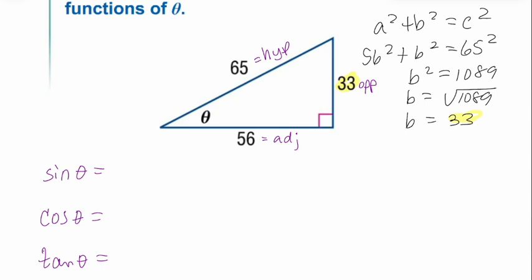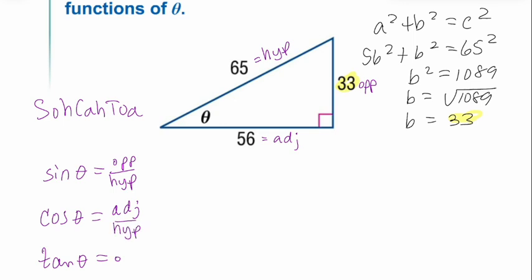Now, using what we learned earlier, using our SOH-CAH-TOA, the sine is opposite over hypotenuse. Just go in order. So sine is opposite over hypotenuse. Cosine is the CAH, that's adjacent over hypotenuse. And then tangent is opposite over adjacent.